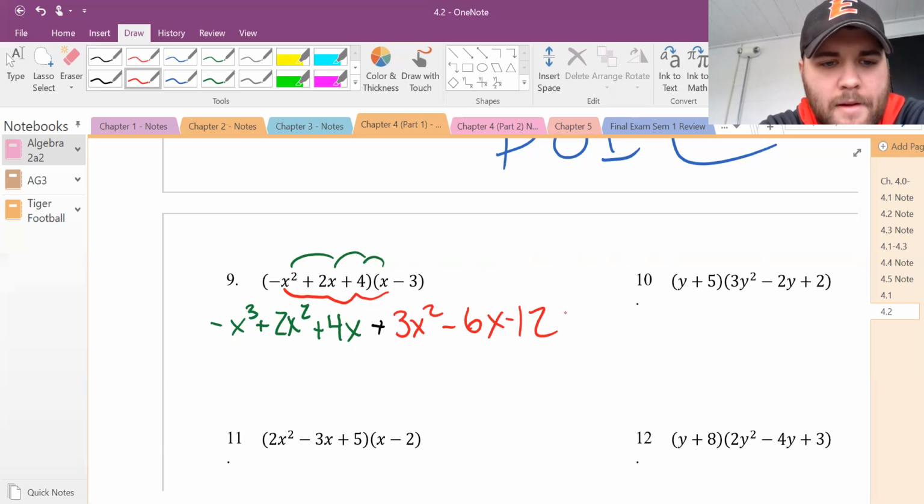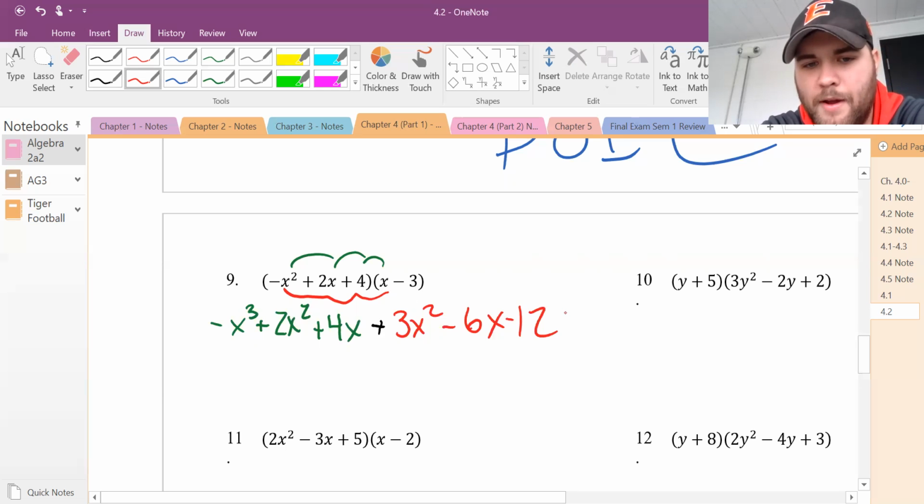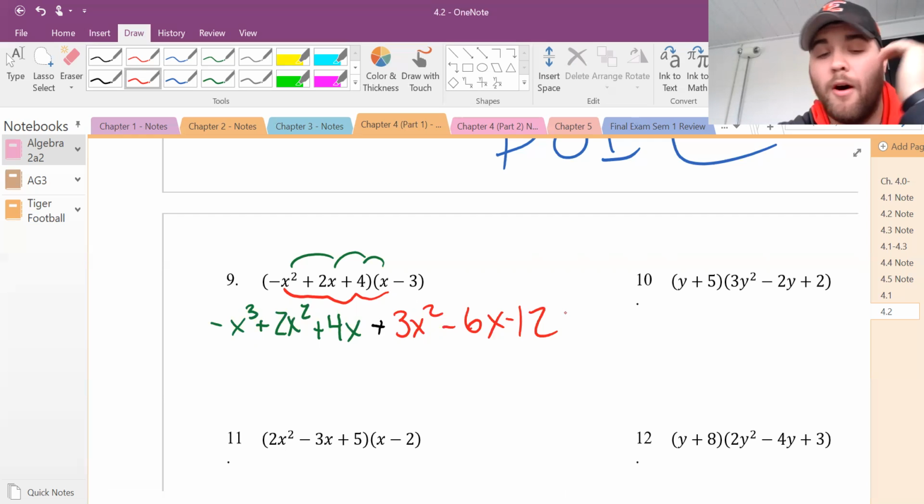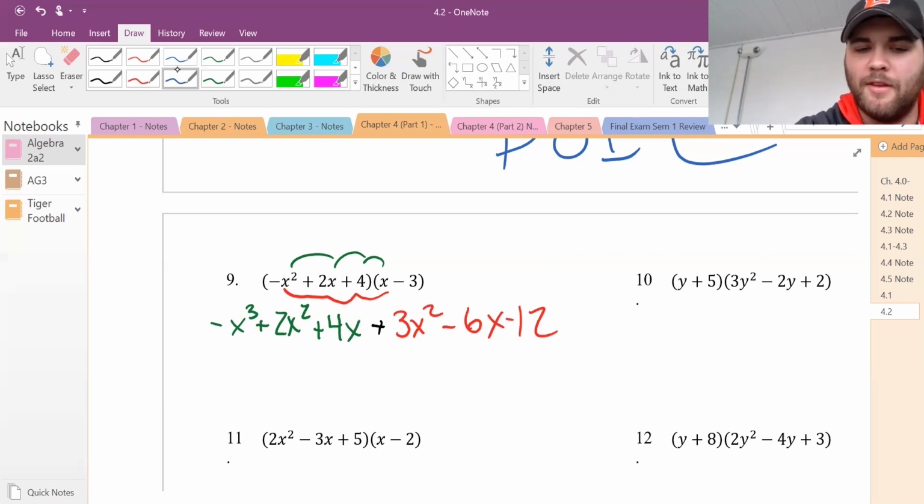Okay. So we have negative 3 times negative x squared. We get positive 3x squared. Beautiful. We have negative 3 times 2x. We get negative 6x. Beautiful. Negative 3 times 4 is going to give you negative 12. Awesome. So now we just combine like terms. Now it's just like the ones we just did above.